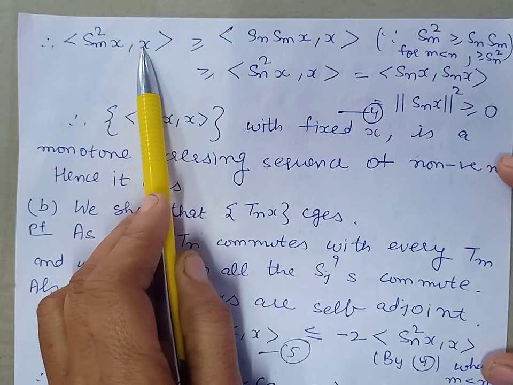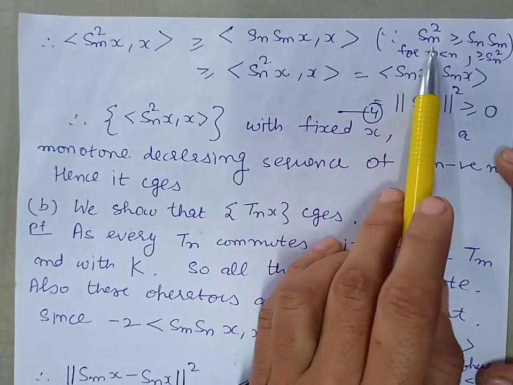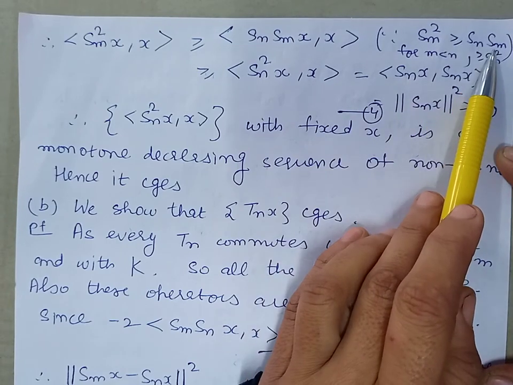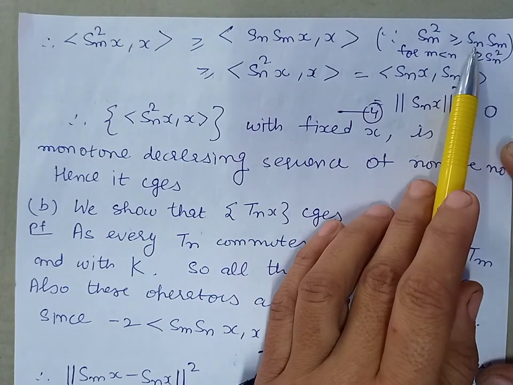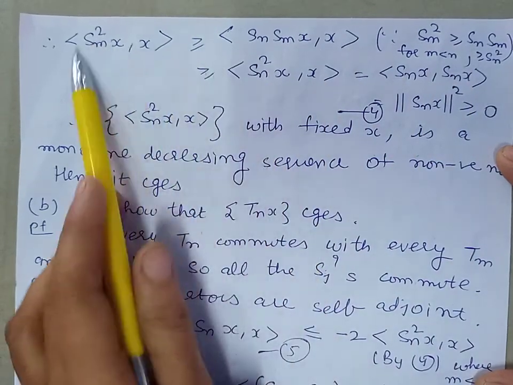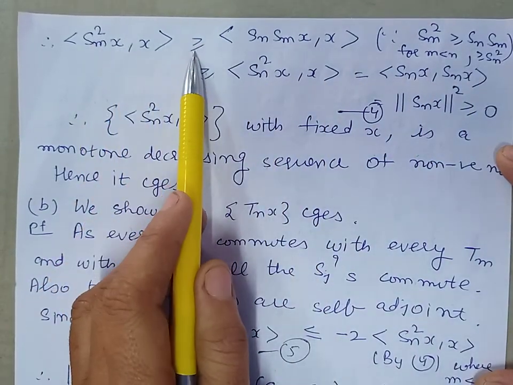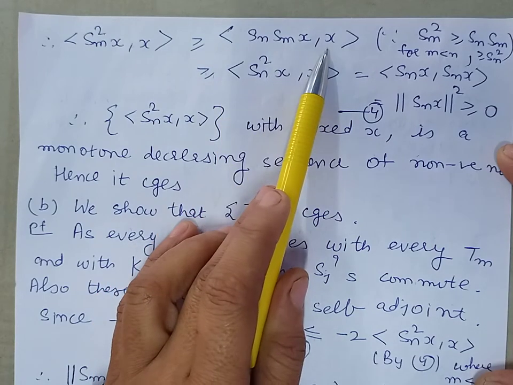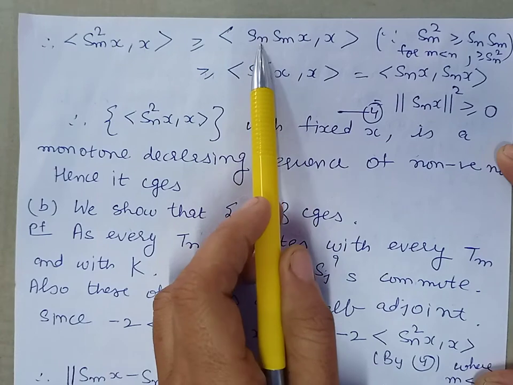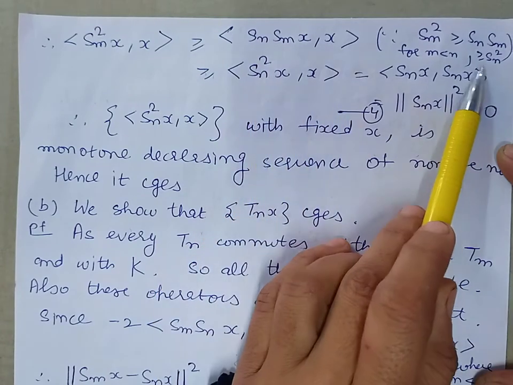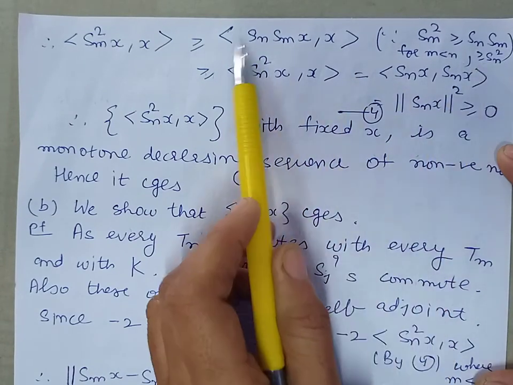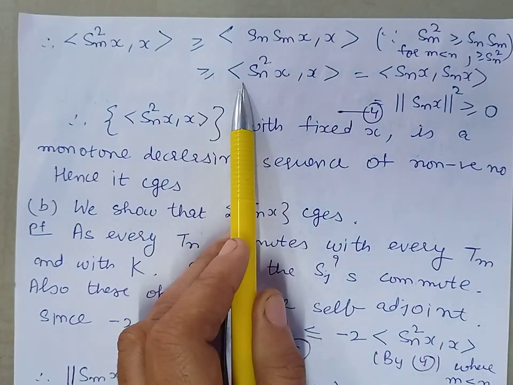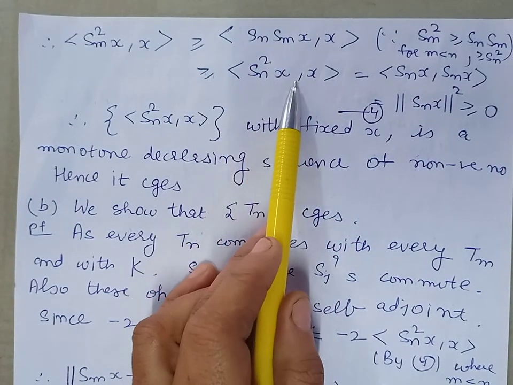Now by using the last equation which we proved, Sm square is greater than or equal to Sn into Sm for m less than n. So using here, this product will be greater than or equal to inner product of Sn into Smx with x. Now again further, Sn into Sm is greater than or equal to Sn square. So this product will be further greater than or equal to inner product of Sn square x with x.